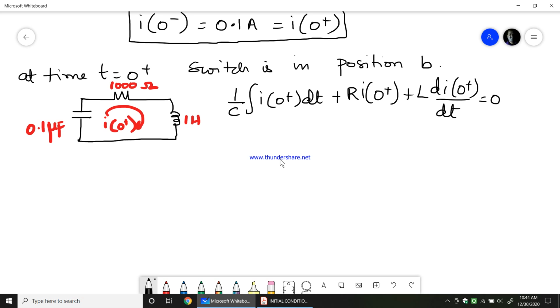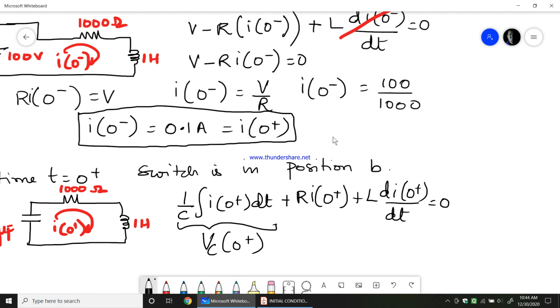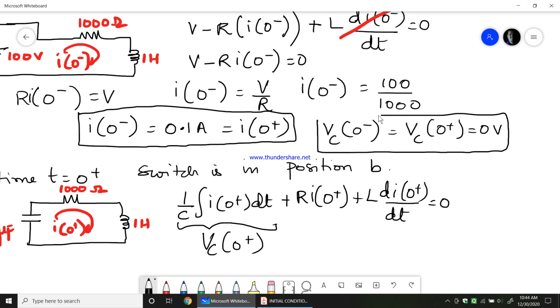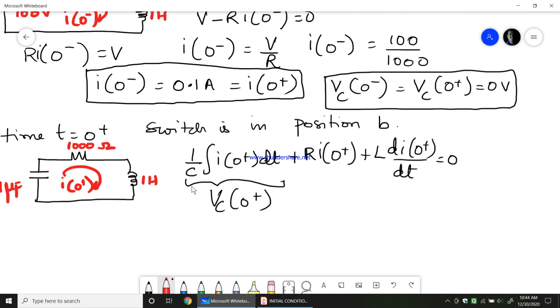Now, this is what? This is Vc(0+). In the question it says the capacitor is initially uncharged. Therefore Vc(0-) equals Vc(0+), which would be equal to 0 volts, because he says the capacitor is uncharged initially. So this term will become 0.